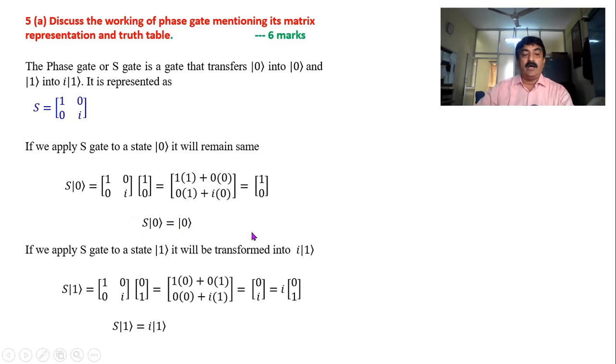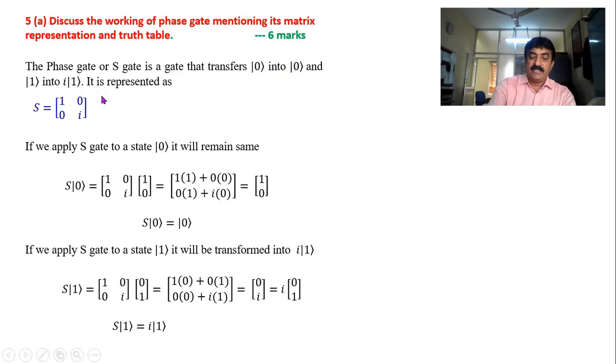Now let us go to S operating on 1. When S operates on 1, write the S matrix and the ket 1 matrix, that is the column matrix [0; 1], and keep on simplifying. This is self-explanatory. Okay, so multiply first row, first column, second row, first column, you generate this particular part. So I end up with 0 and i. Now you take i outside, then it becomes 0 and 1. So i into [0; 1]. [0; 1] is nothing but ket 1. That means when S operates on ket 1, I end up with i ket 1. So this is what in the definition I mentioned. So phase gate is a gate which transfers 0 to 0 and 1 to i 1.